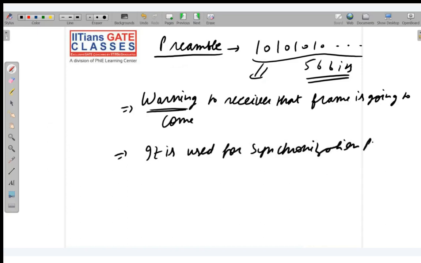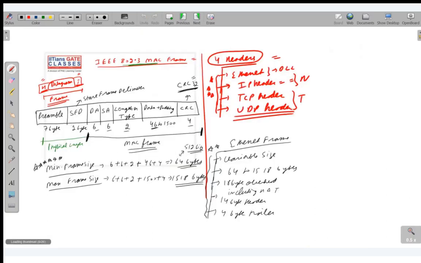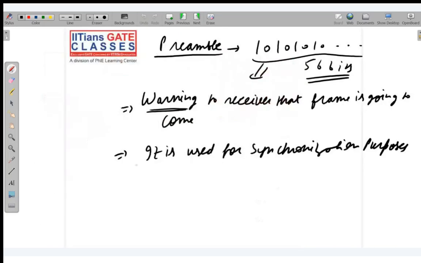Synchronization purposes. Okay, preamble. Next field is SFD, or start frame delimiter.